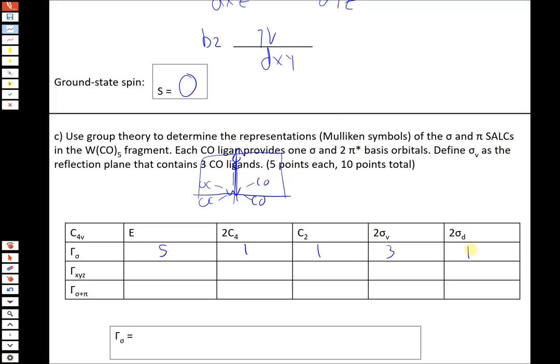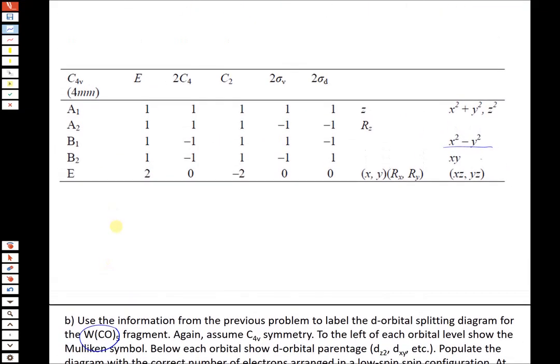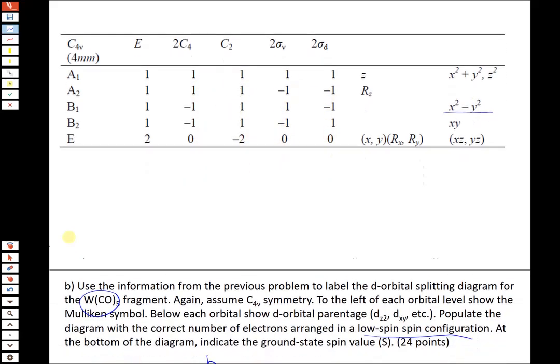And then for gamma XYZ, we have to look at the characters for the XYZ representation, one on each atom, which represents the sigma and the pi orbitals. And so gamma XYZ we have to get by looking at the character table. In the C4V point group, X, Y, and Z don't transform together, so it's going to be 2 representations added together, E plus A1. So the characters would be 3, 0 plus 1 is 1, minus 1, 1, 1.